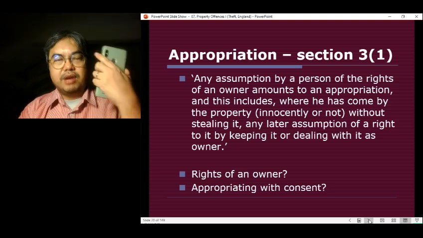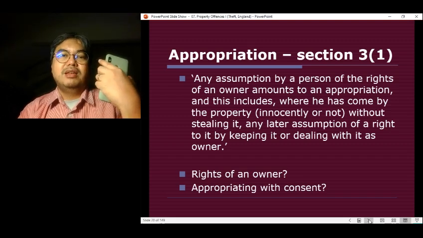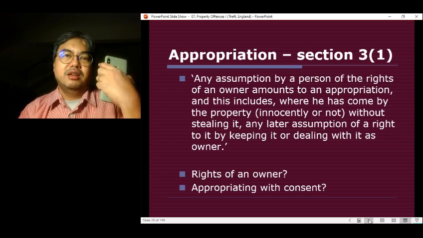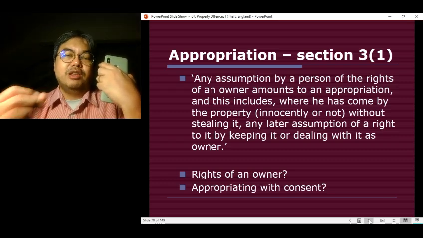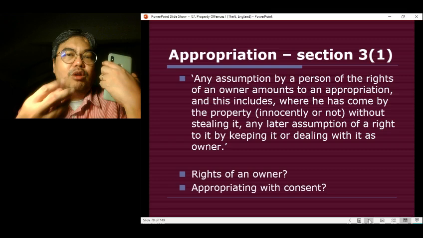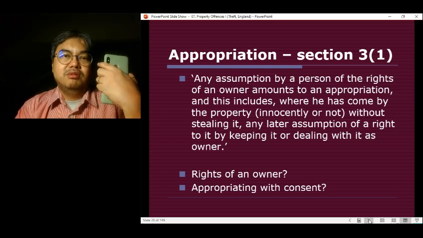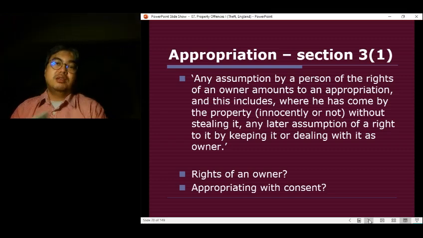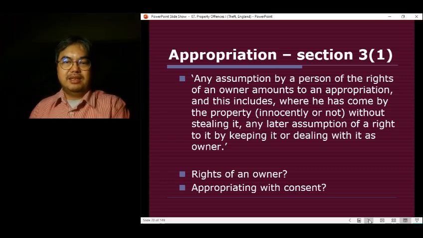Okay? If you come and take it and sell it, you are assuming the rights of the owner. And that is appropriation, right? When you act like you are the owner, when you do something that only the owner can do, then you are considered to have appropriated that property.